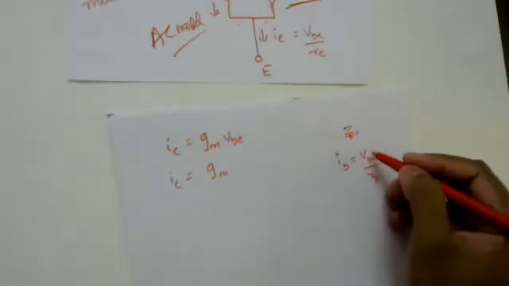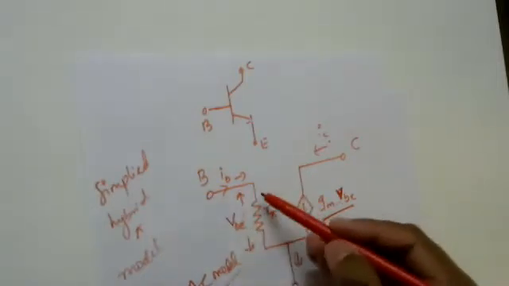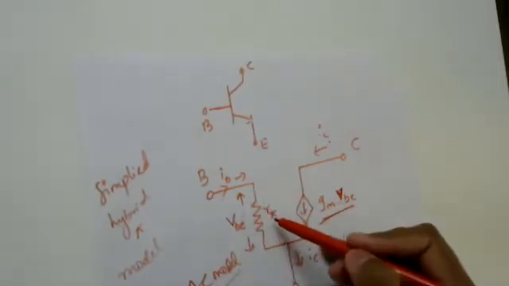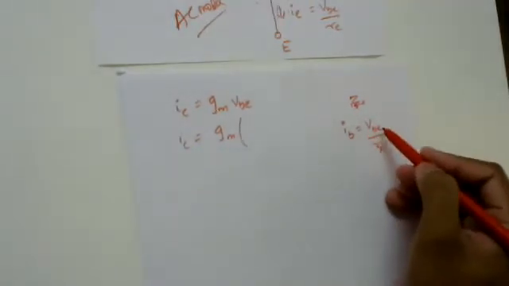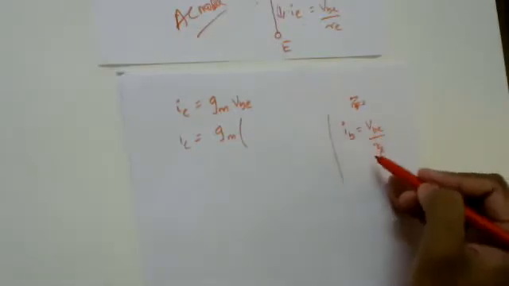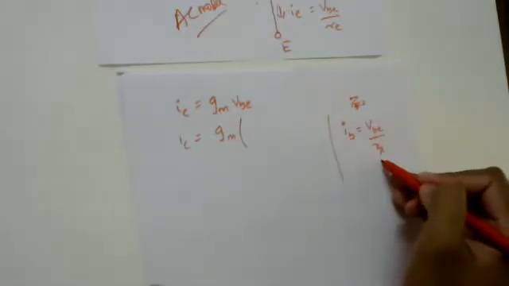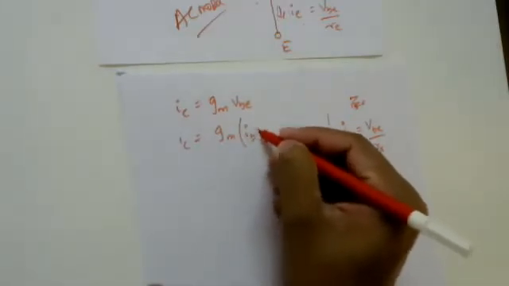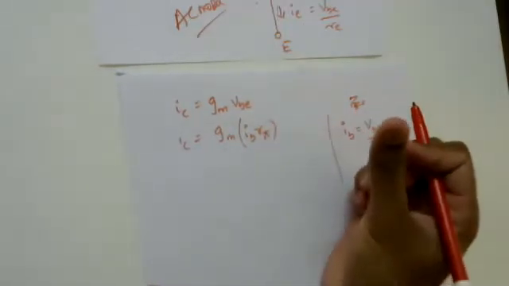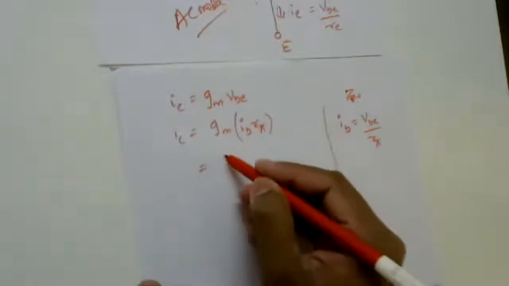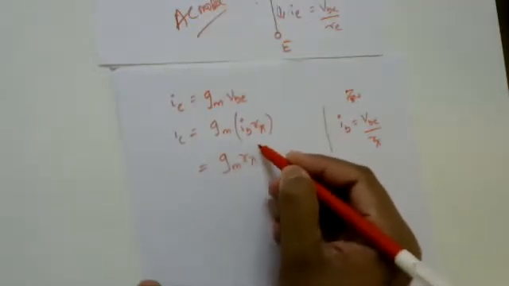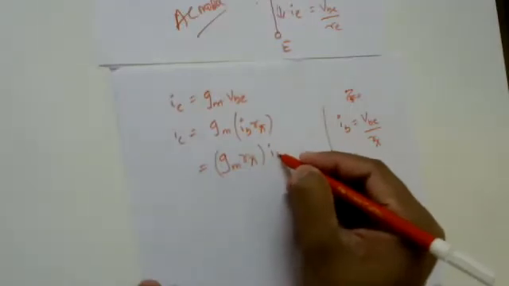You can see it. My IB can be defined as the voltage across this and the resistance offered by this resistance, so VBE by r pi. Then gm into, how can I write this VBE now? I can write this VBE as IB into r pi. Then I just shuffle the terms: gm into r pi, I'll define it as one term, into IB.